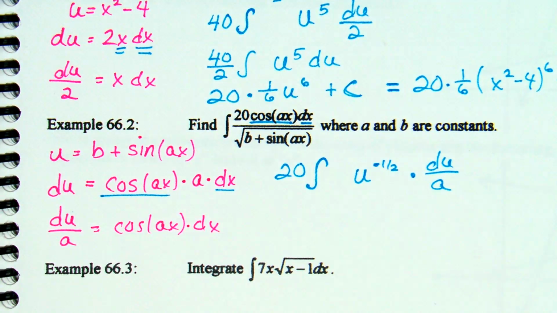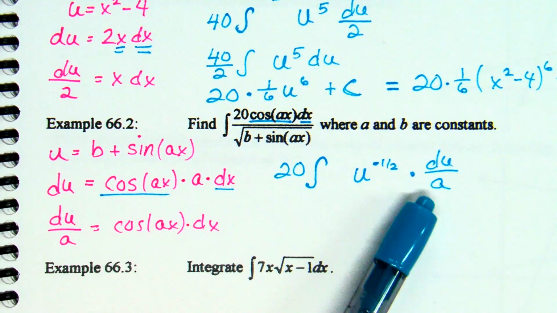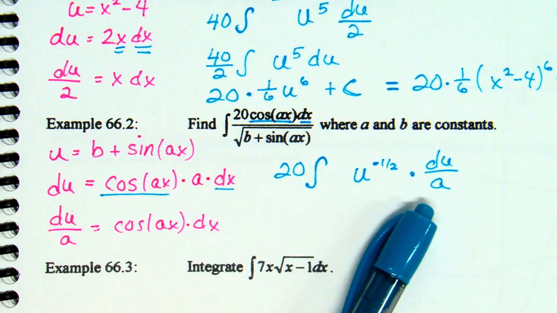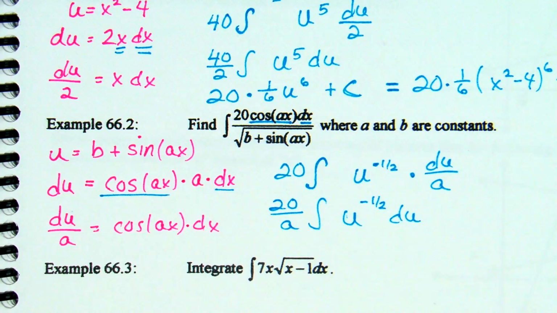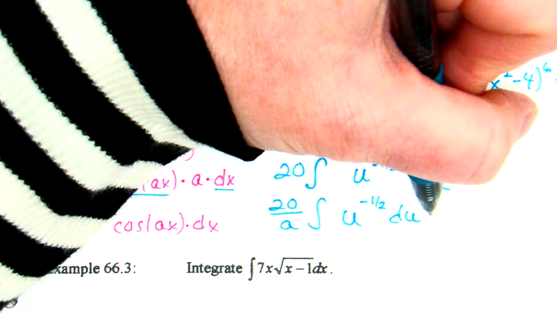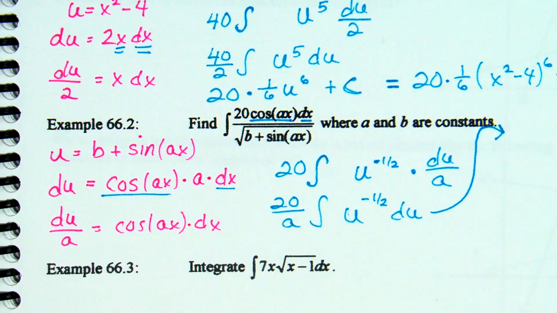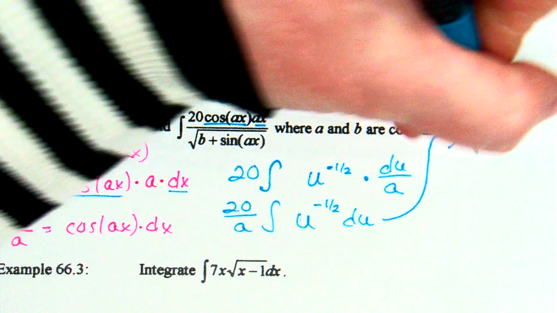To make this look a little nicer, a little more understandable, what else do I need to pull out front? The a, right? That's just a constant. That's a number. That's like saying divide by 4 or something. So if I pull that a out front, I already have a 20 out front, and so this is 20 over a times the integral of u to the negative 1/2 du. Okay, I'm going to keep my 20 over a out front.